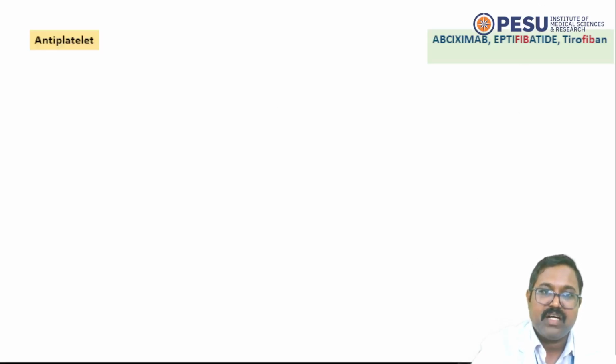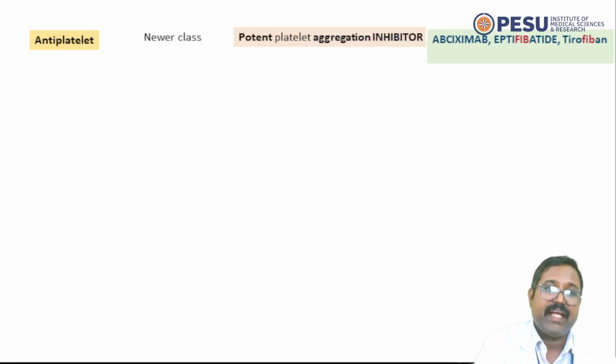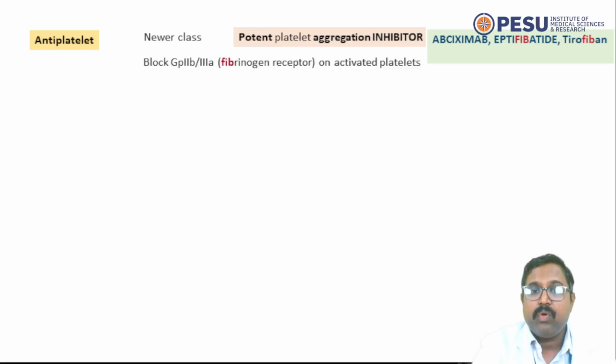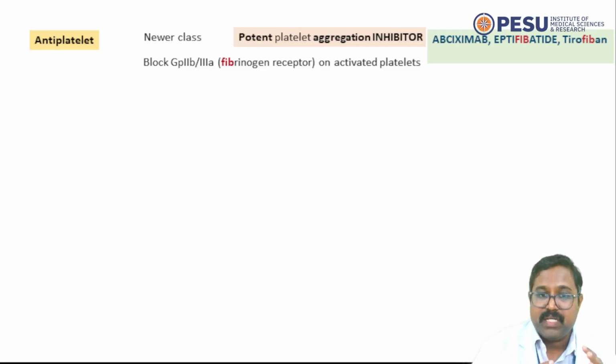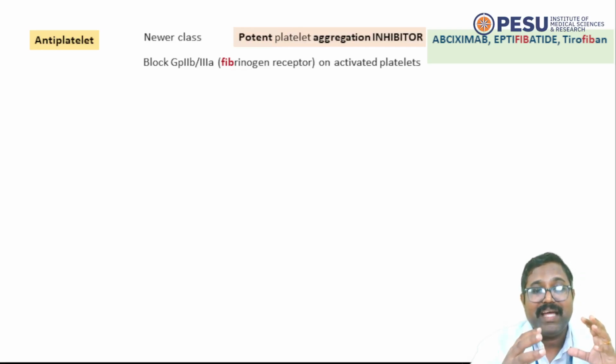Under this we have abciximab, eptifibatide, and tirofiban, which are a newer class of drugs and potent platelet aggregation inhibitors. Basically they inhibit platelet aggregation. How? They block the GP2B3A, which is a fibrinogen receptor on the activated platelets. On the activated platelet, these GP2B3A receptors are responsible for combining with the other activated platelet.